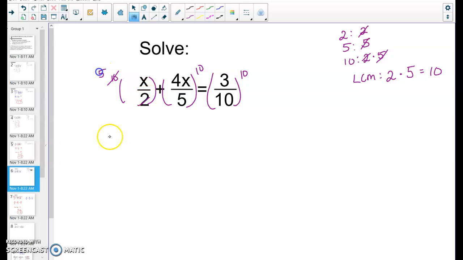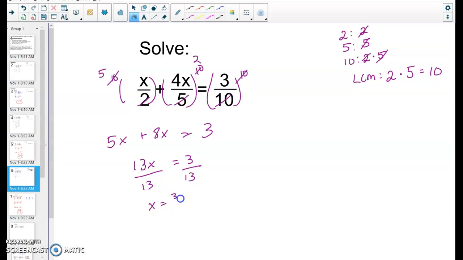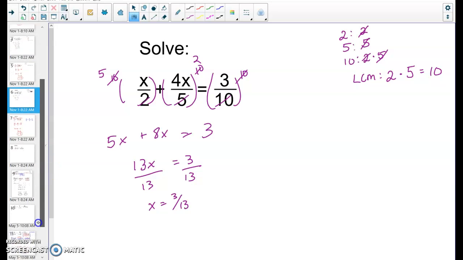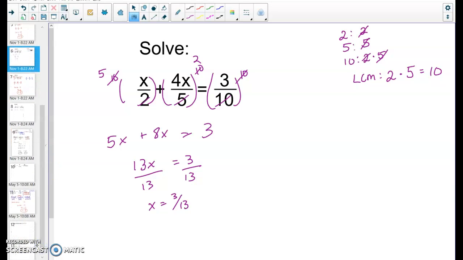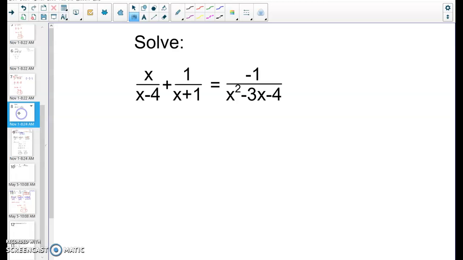Then I'm going to simplify, so I have a 5x plus 8x equals 3. Okay, so now go ahead and solve for x. 13x equals 3. That means x will equal 3 over 13. Okay, again, pretty straightforward with that one. These next two examples, though, are going to add in a little bit more factoring and different types of denominators.